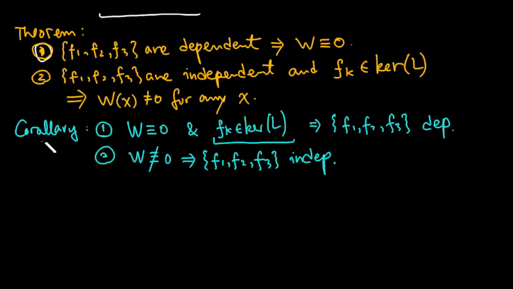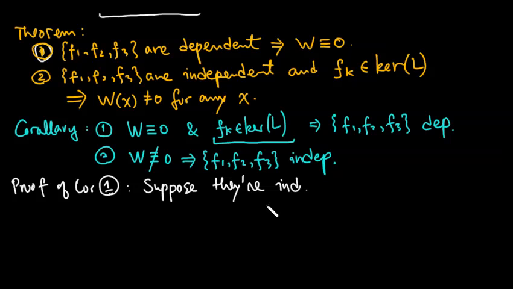So let us first prove this corollary. There is a proof of this corollary 1 here. This is called a proof by contradiction. If we have these 2 conditions, the functions are either dependent or independent, that's the only possibility. And so we suppose it is the other case. Suppose they're linearly independent. But we have this condition: the Wronskian is identically 0.